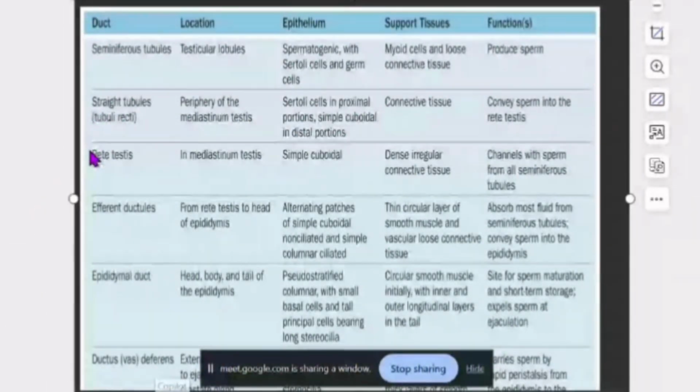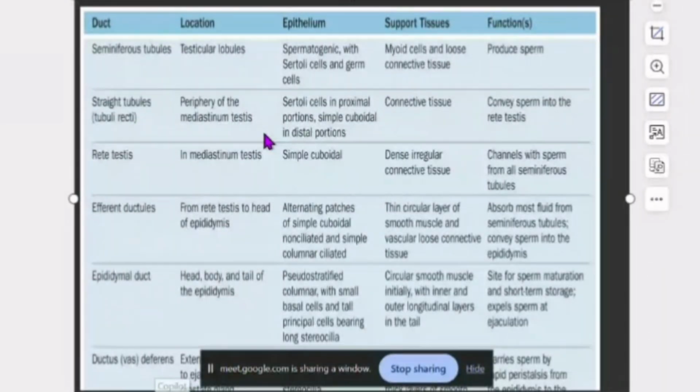Just focus on the type of epithelia. The seminiferous tubule has spermatogenic epithelia, Sertoli cells, and your germ cells, and we said spermatogenic epithelia is stratified. The support system of your seminiferous tubule is going to be your myoid cells and loose connective tissue. If you move on to your straight tubule, which follows the seminiferous tubule, in the proximal segments it has your Sertoli cells, and as you go more distal, it's cuboidal and lined by connective tissue.